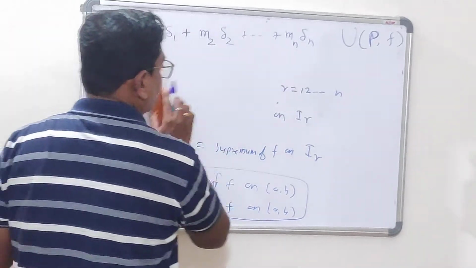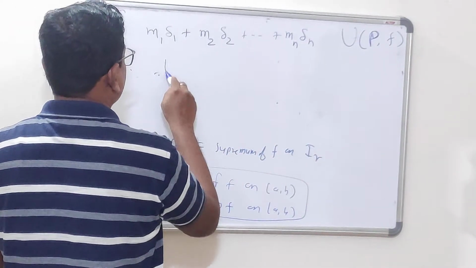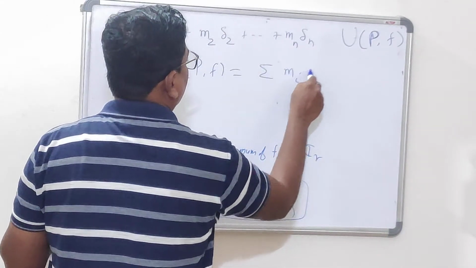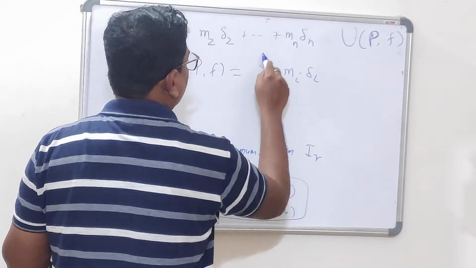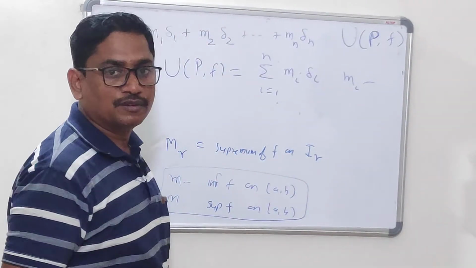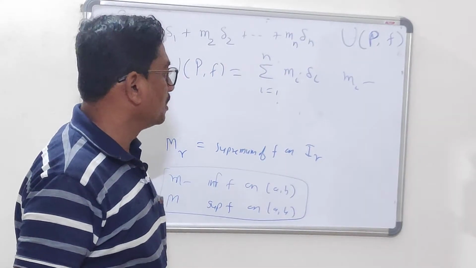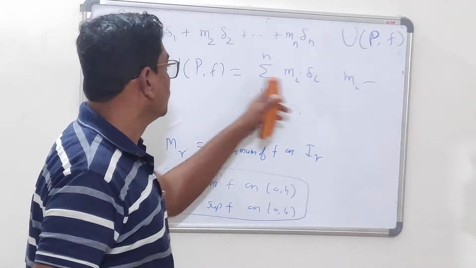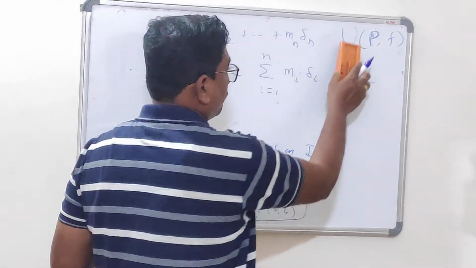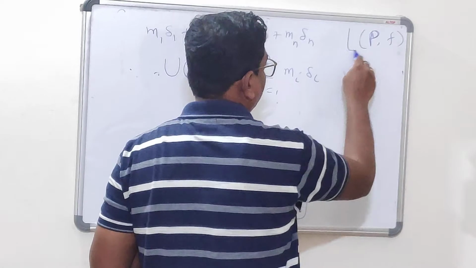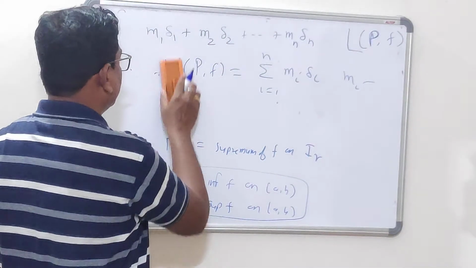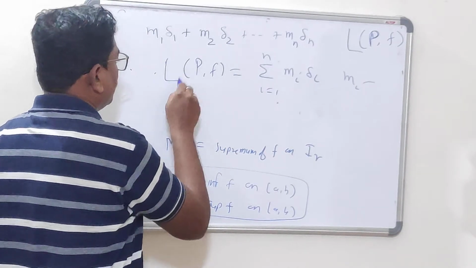So in short, how can I define it? The sum is denoted by L(P, f) and it is defined by the summation of m_i delta_i from 1 to n, where this m_i is the infimum of the function f on the subinterval I_r and delta_i is the length of subinterval I_r. Okay, this is not the upper Darboux sum. It should be the lower Darboux sum because the lower values I have taken. So sorry for that. So I'll take L(P, f) here.